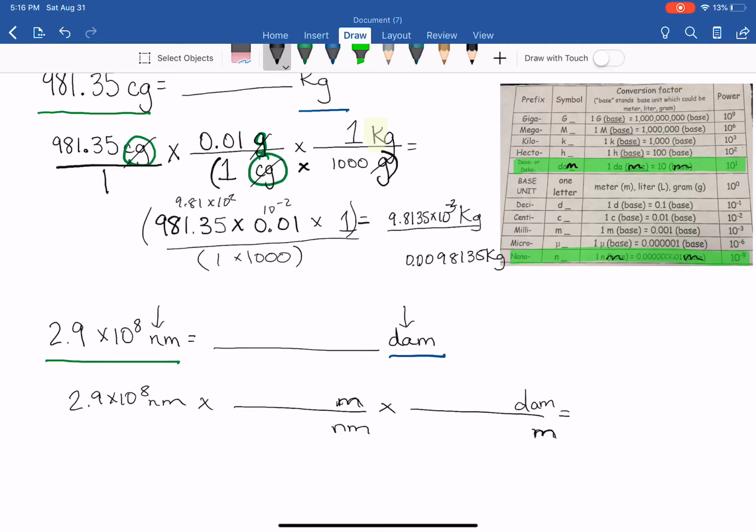All right, now I need to use my numbers, and so I use this nano line here, and it says 1 nanometer equals, I'm going to write this out in scientific notation instead of writing out a billion, 1.1 times 10 to the negative 9th power. And then decameters up here is 1 decameter, because there's the 1 in front of deca, equals 10 meters. I'm going to write that like this.